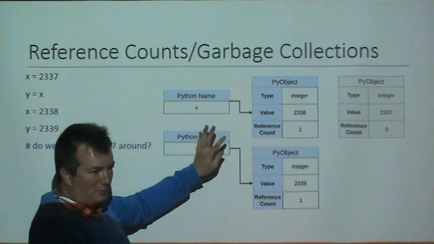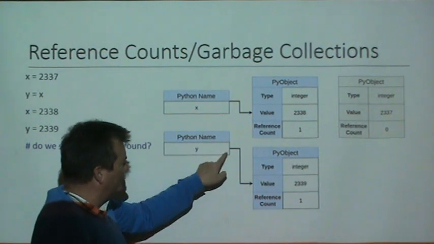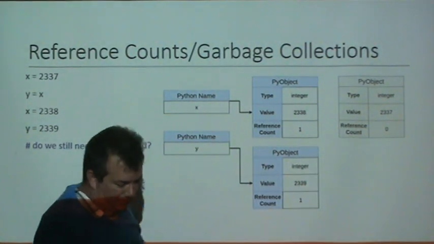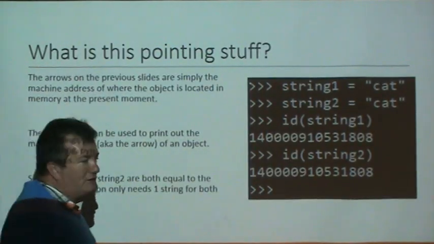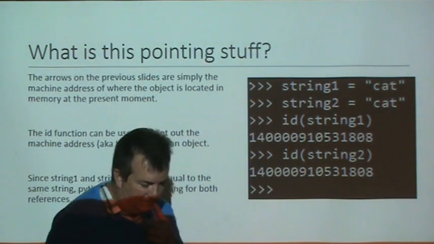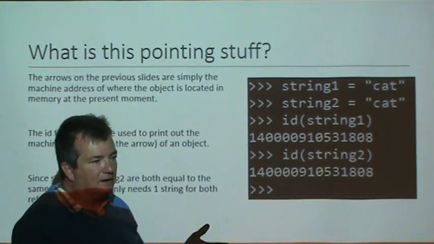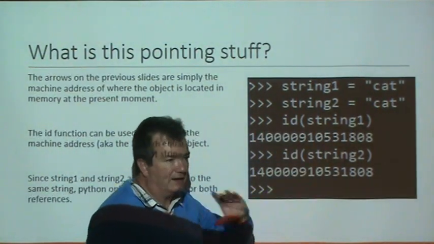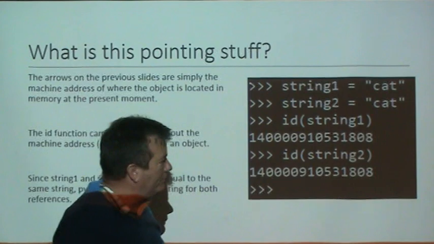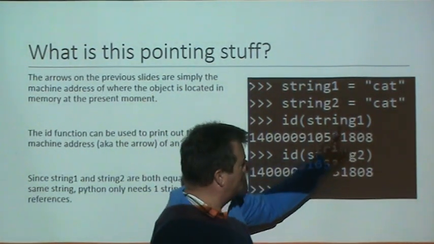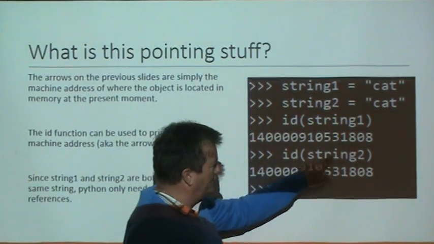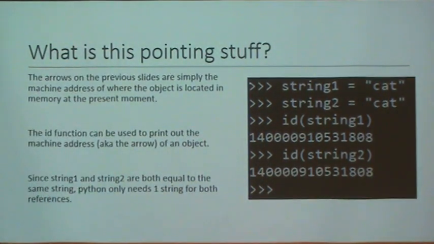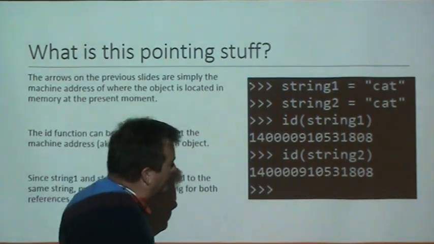So it looks nice on a diagram, you see an arrow coming out, but all it really is is one more field that gives the address of where this block appears in storage. And there's a function in Python called ID. If you want to know the address, you can say ID of a variable, and it'll tell you where it's currently sitting in memory. So here's the memory address of string1, and then you do an ID on string2 and get the same exact address. So that's pretty interesting.